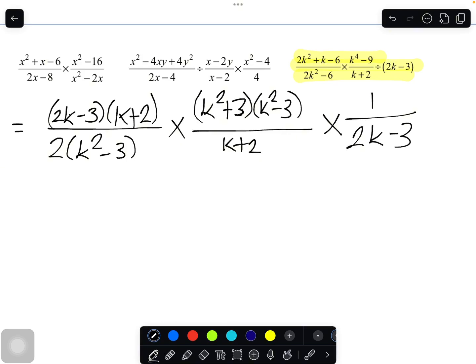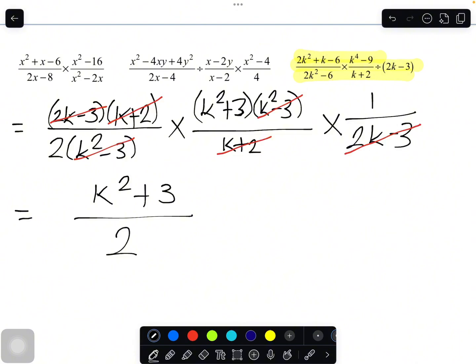And let's look at where we can now simplify. This k squared minus 3 cancels off with this k squared minus 3. This 2k minus 3 cancels off with this 2k minus 3. This k plus 2 cancels off with this k plus 2. And all we are left with after factorizing is k squared plus 3 all over 2.